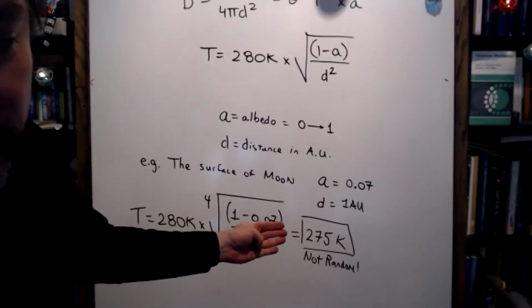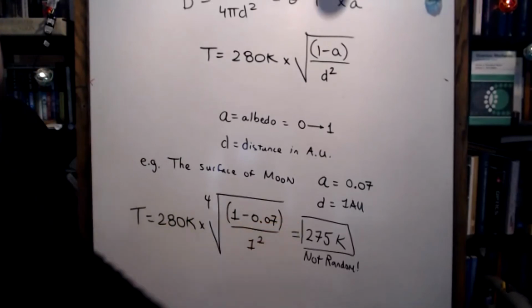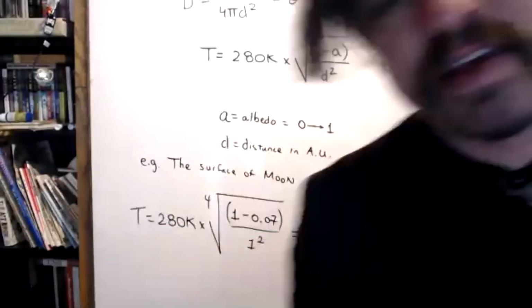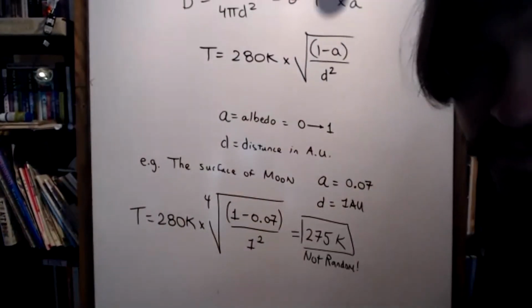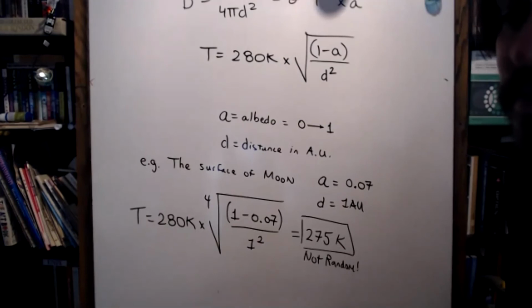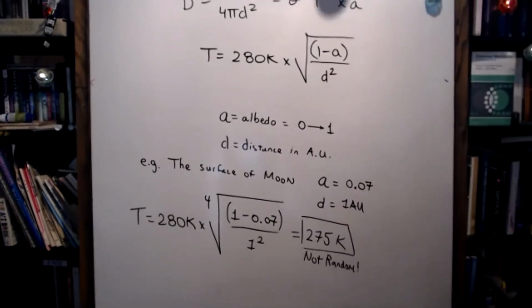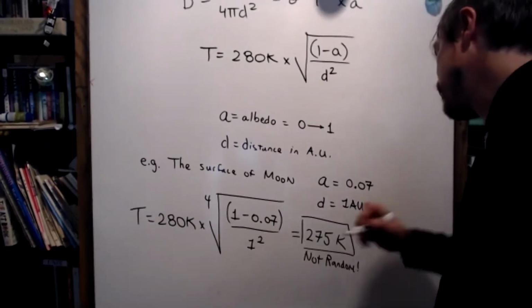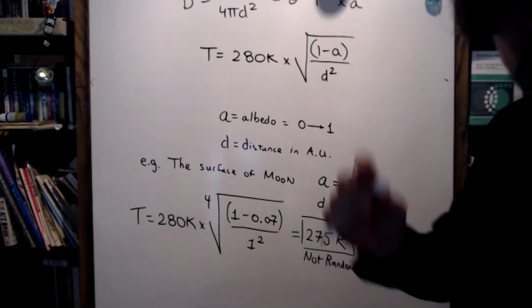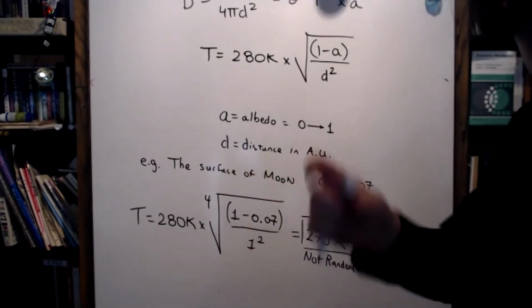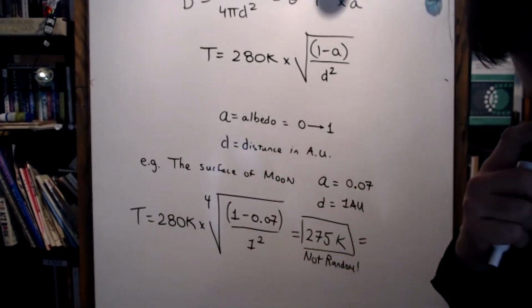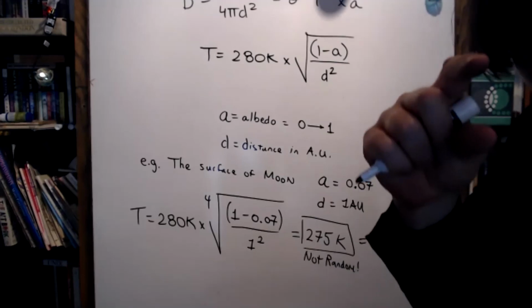275 is not a random number. Does anyone know why that means something to me? What would that be in Celsius? 0 degrees Celsius is 273 Kelvin. So what would this be in Celsius then? Remember, 1 Celsius degree is equal to 1 Kelvin. Differentials, right?